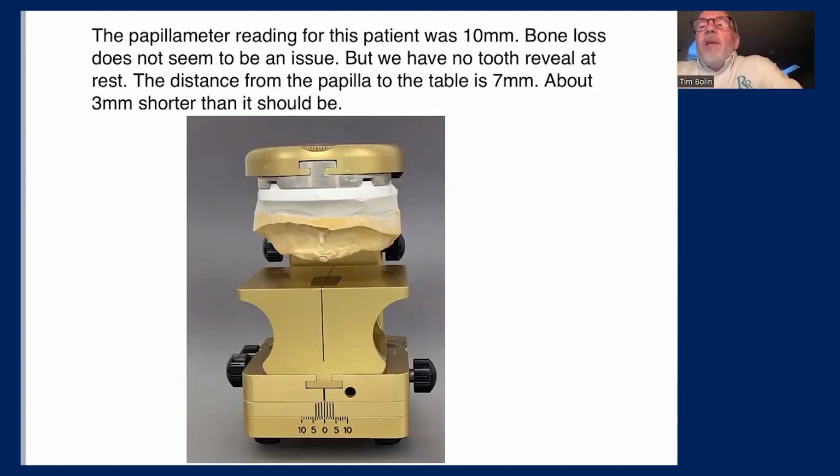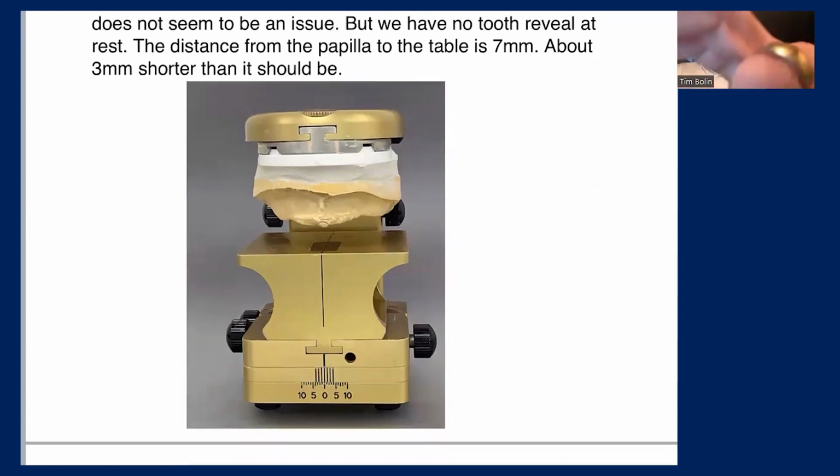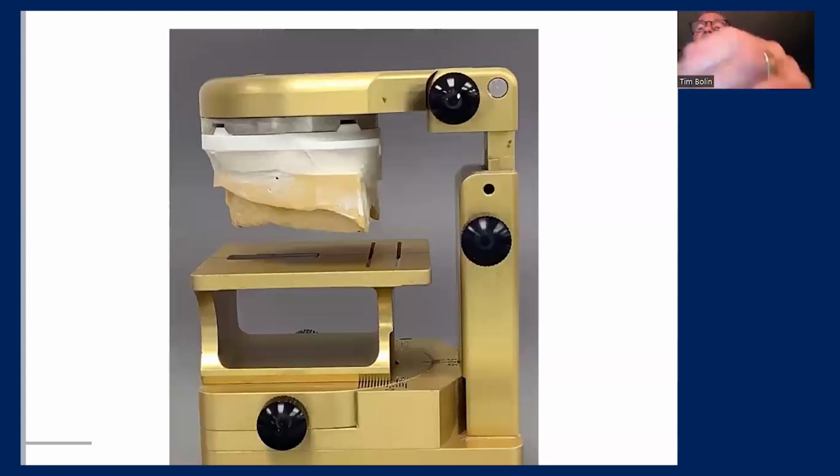So the papillometer, when we moved it down to first point of contact, we only had the papilla 7 millimeters from the table, which is about 3 millimeters shorter than it probably should be. The patient had no reveal, so I definitely think that F point is too short. So as we adjust this, we're going to add a little bit of length to it. This is just a lateral view of that same mounted case.